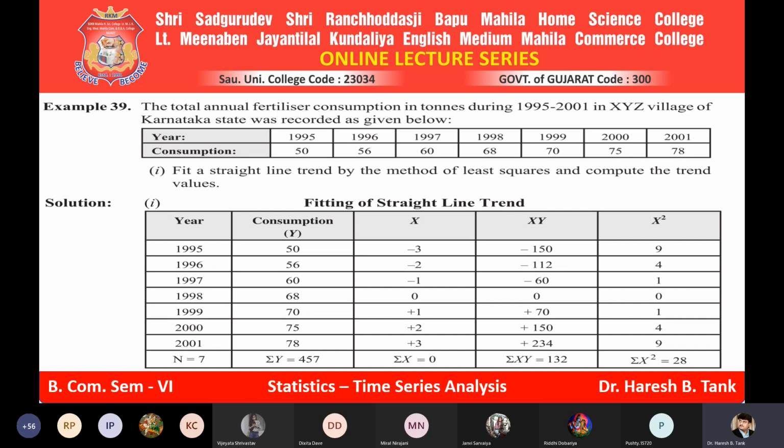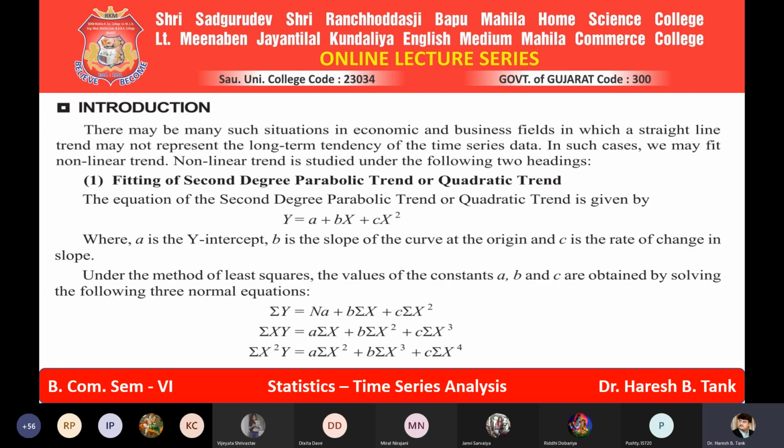The same sort of an example. The fitting of second degree parabola trend. Till now, in the examples we have observed, it was given to you that variable x and variable y are linearly related. Because it always represents a line, you were always able to get that trend line.